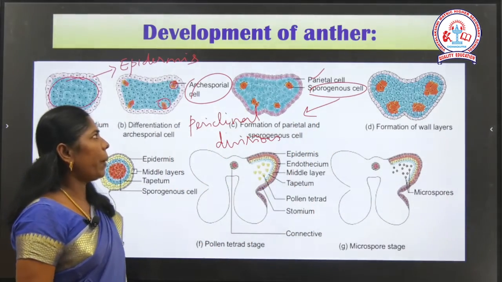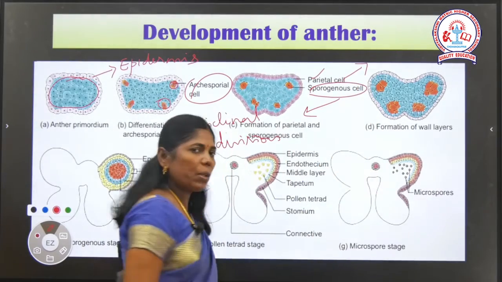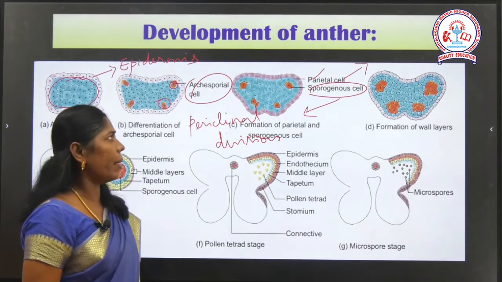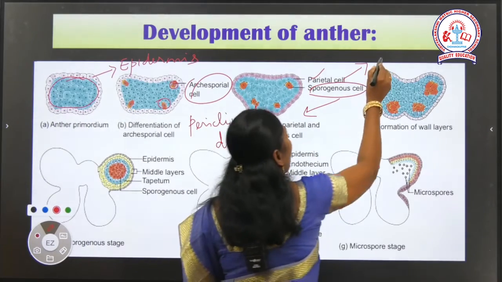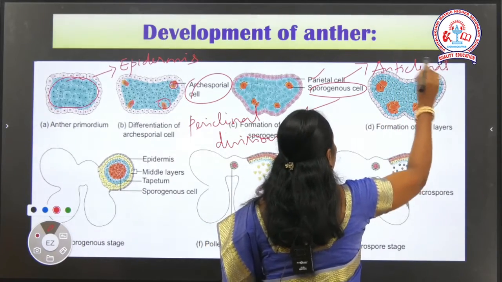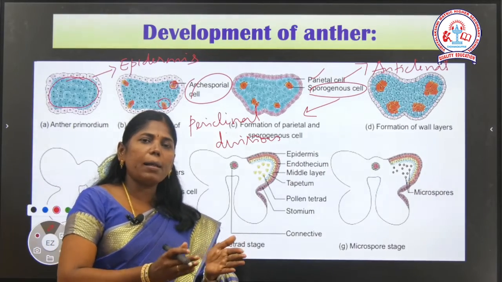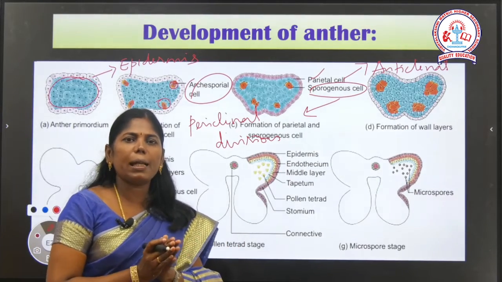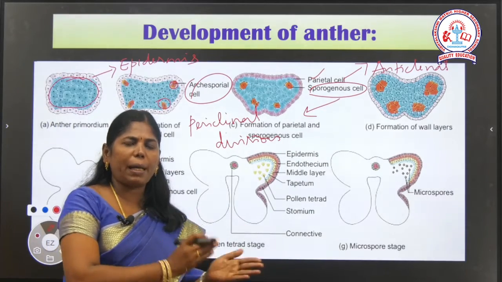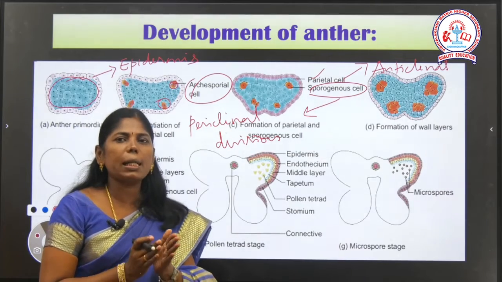The primary parietal layer again undergoes divisions. What type of division occurs in the primary parietal layer? It undergoes anticlinal and periclinal divisions. What is the meaning of anticlinal and periclinal divisions? The division that is parallel to the neighbouring cells is known as periclinal division. The division that is perpendicular to the adjacent cells is known as anticlinal division.